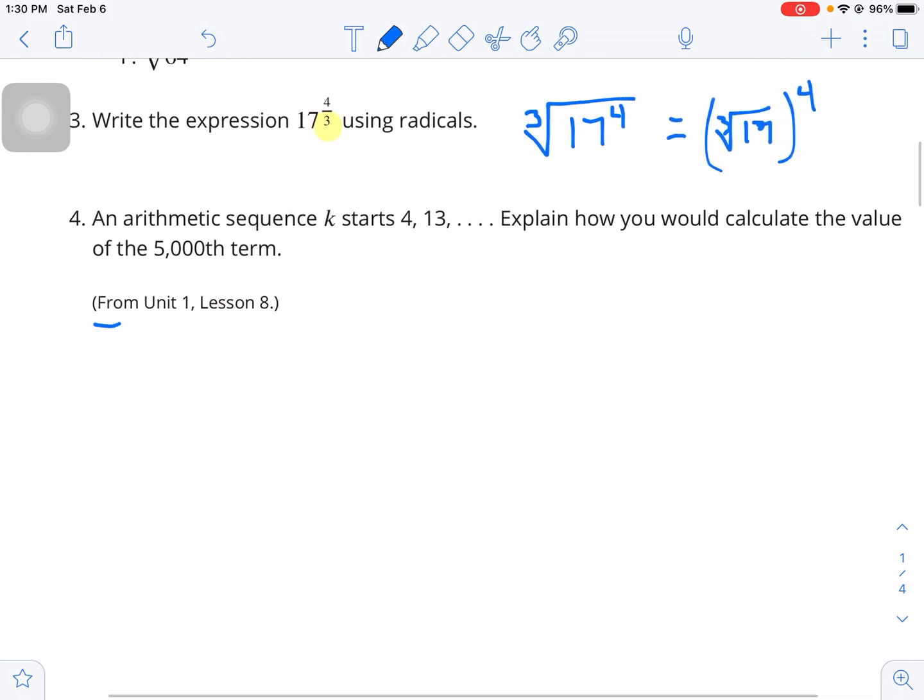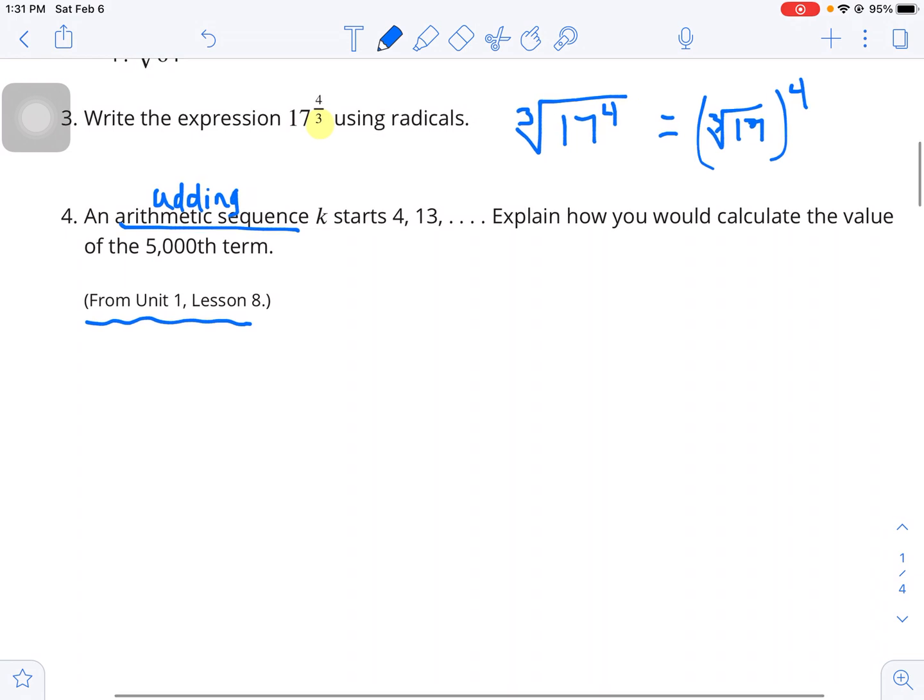Number 4 is a throwback to Unit 1. So an arithmetic sequence, which means we're adding to get the next term. It starts with 4, 13. Explain how you would calculate the value of the 5,000th term. So I'm going to assume that a sub 1 is 4, and then my common difference, d, is equal to 9, because 4 plus 9 is 13.